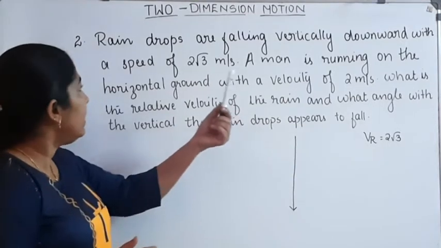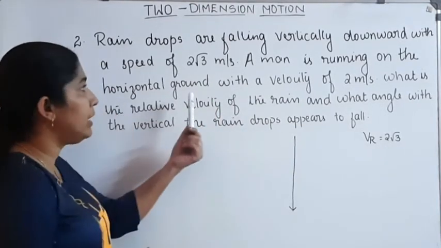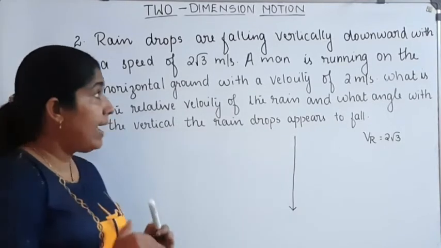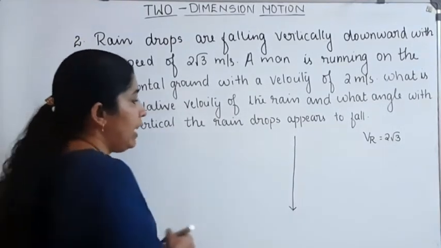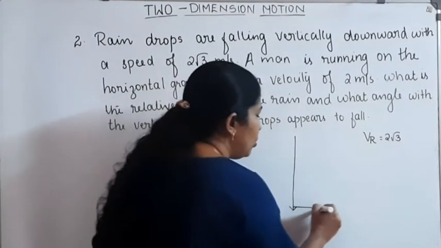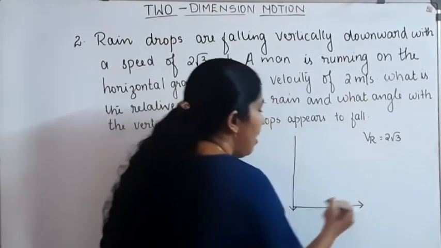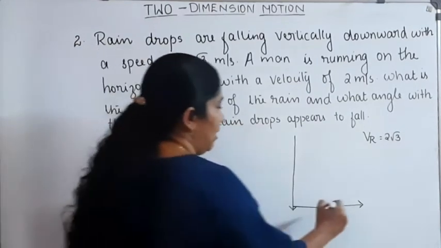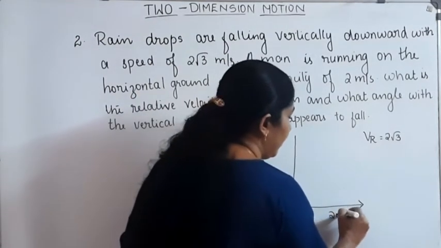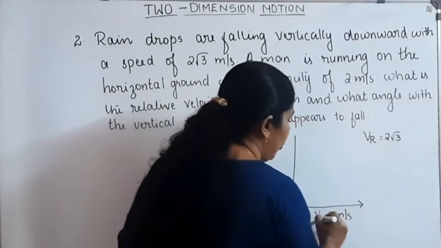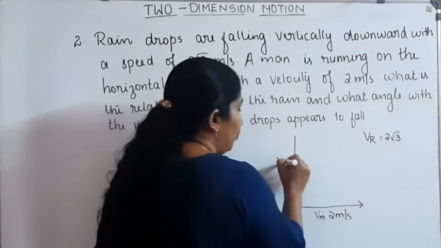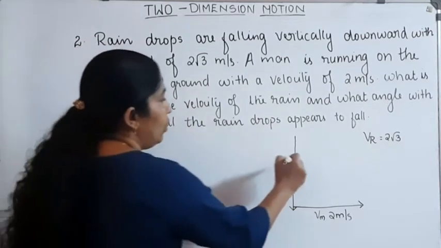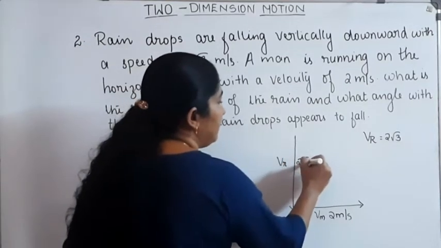A man is running on the horizontal ground with a velocity 2 meter per second. Running horizontally, direction is not given, so we can take this. This is the velocity of man. This is the velocity of rain, equal to 2 root 3 meter per second.